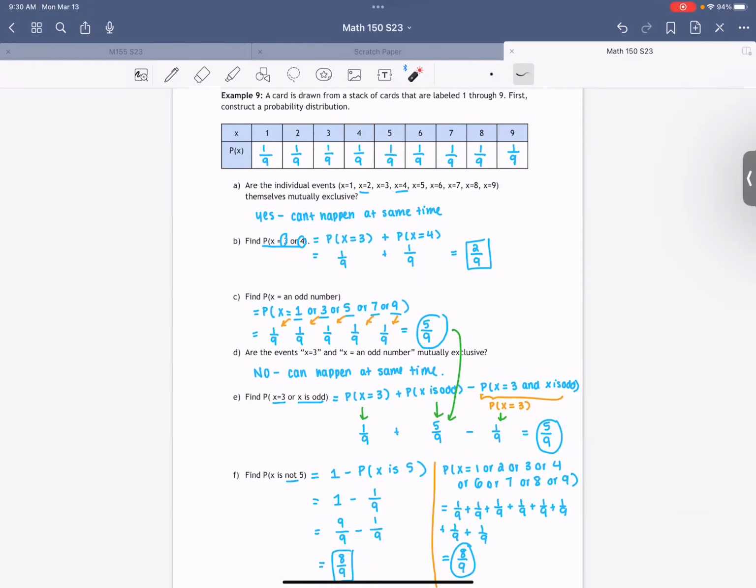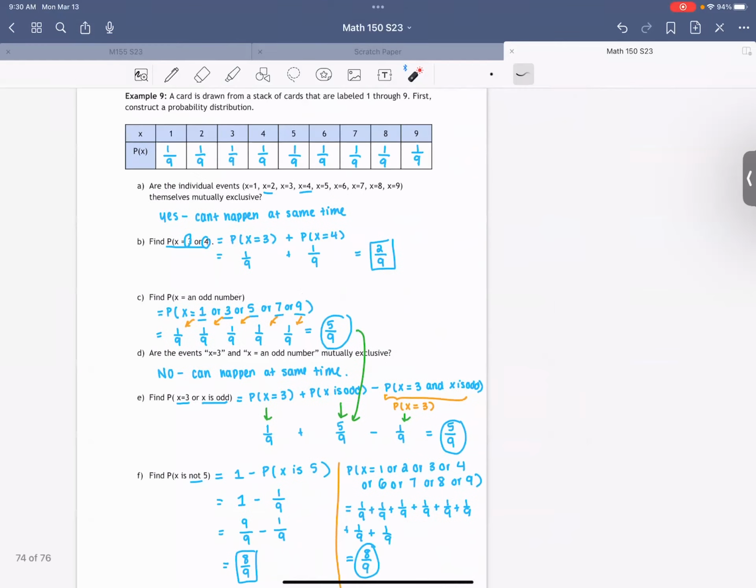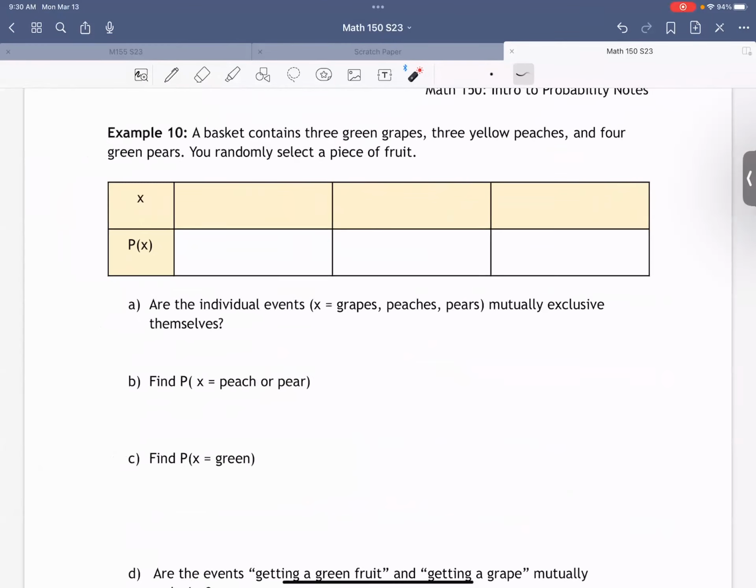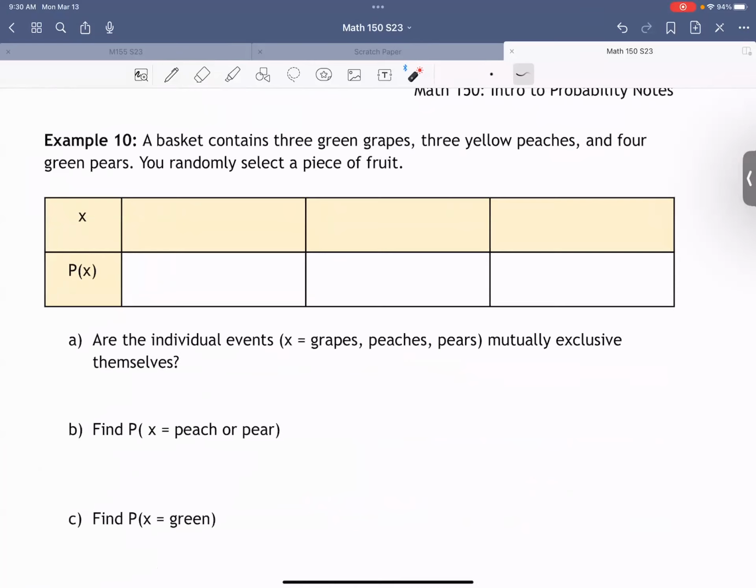All right, if we flip our page over, we have a very similar question. This is about a basket that has green grapes, yellow peaches, and green pears. You randomly select a piece of fruit. I'm going to have X here represent the type of fruit that we get. So I want you to find the probability of grapes, peaches, and pears.